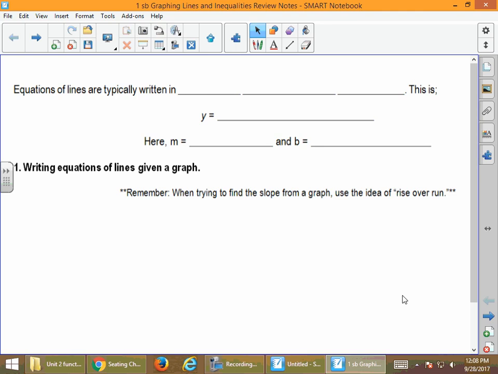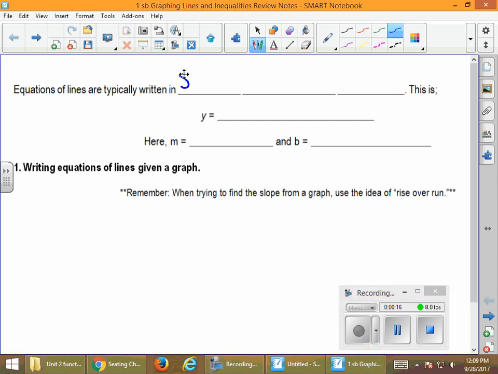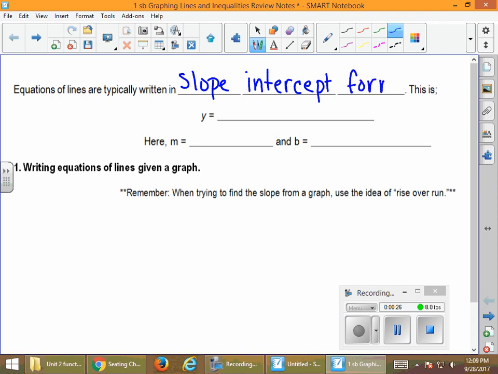Today we're going to talk about something that we learned in Algebra 1 but may have forgotten, because equations of lines are typically written in slope-intercept form, and you may remember what that equation is.